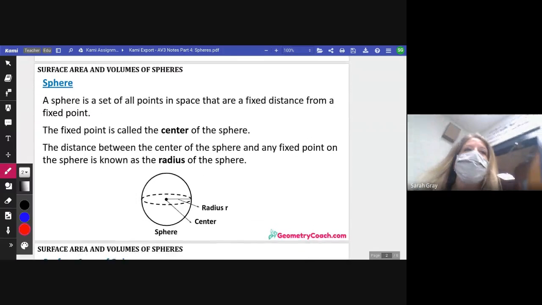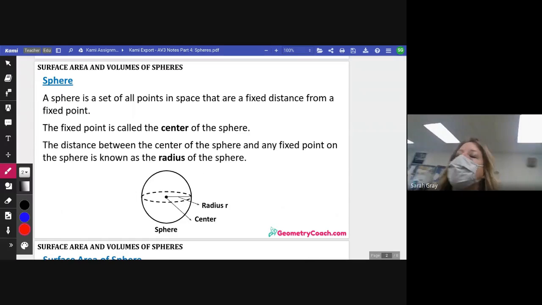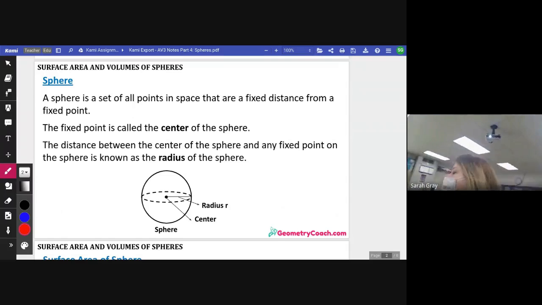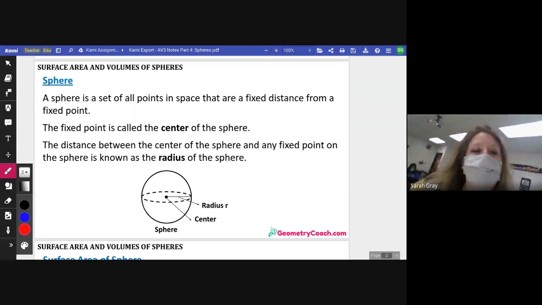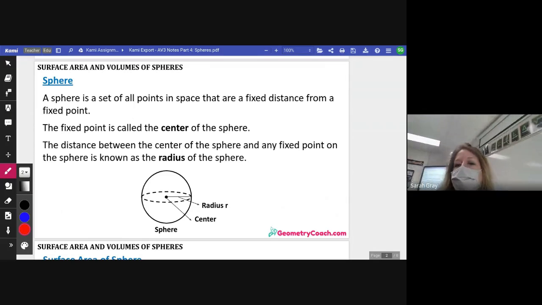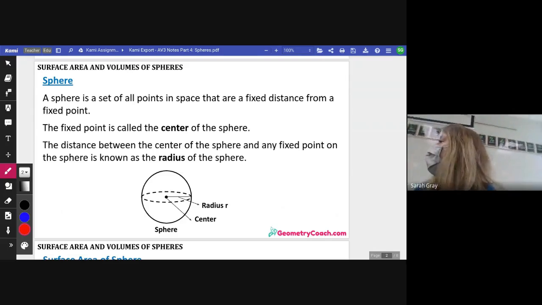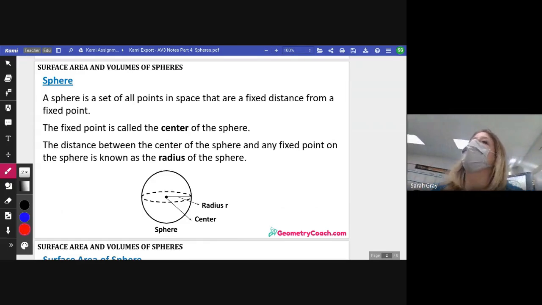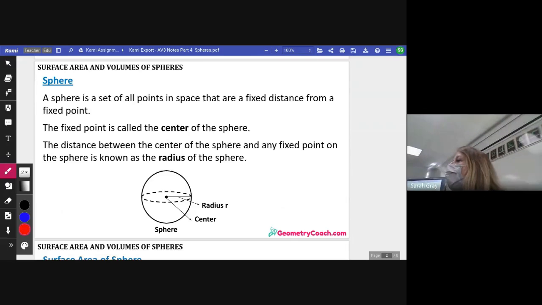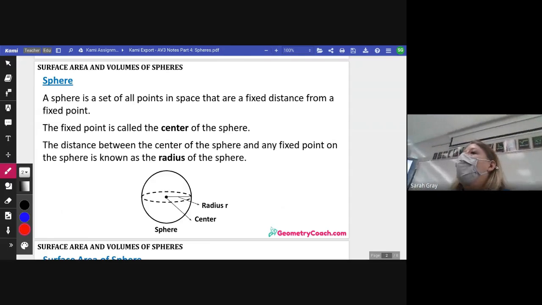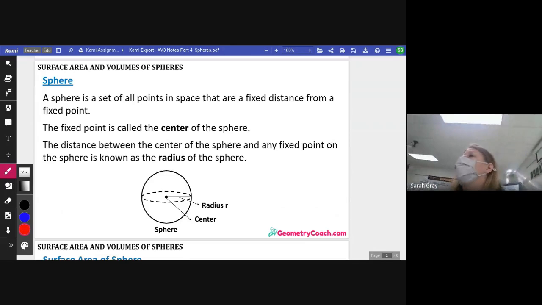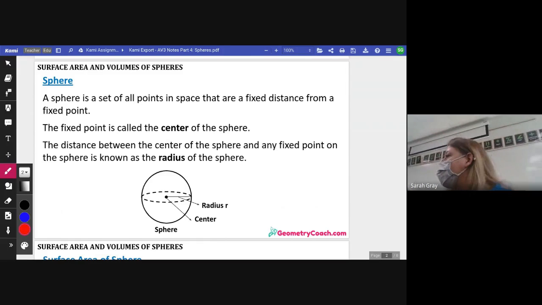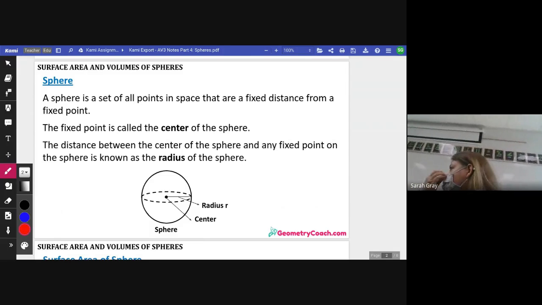All right, a sphere is not a polyhedron because it's not composed of polygons. It is a special three-dimensional shape. It's a set of all fixed points in space that are equidistant from a center point. So a sphere is just a set of points. It doesn't actually have a face or a solid anything. It's all just points that are all the same distance away from this floating point, the center in space.